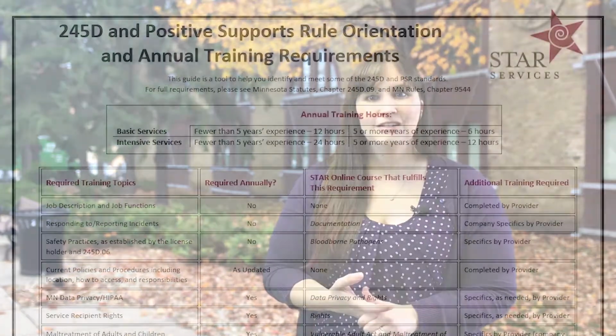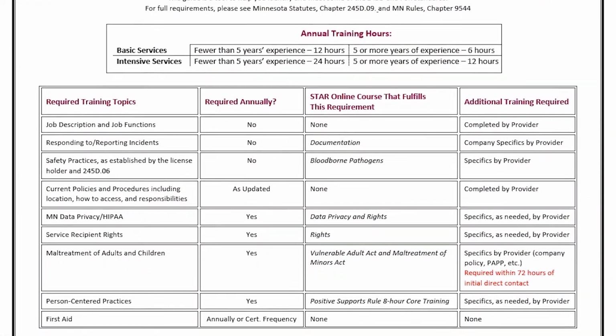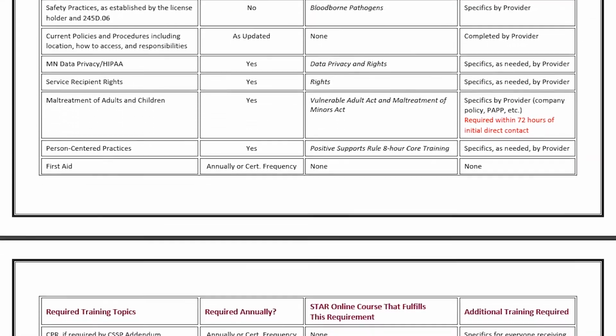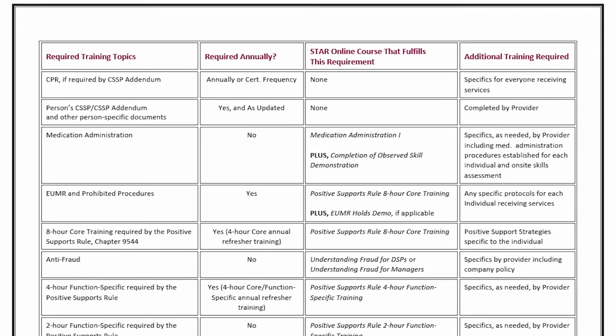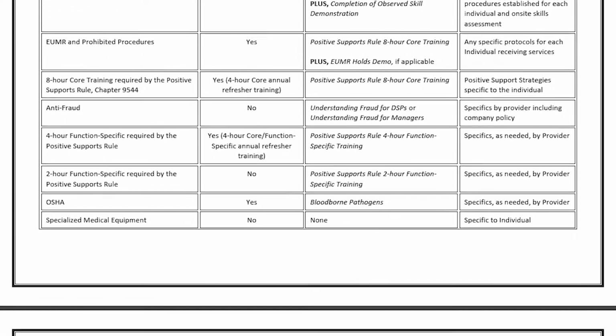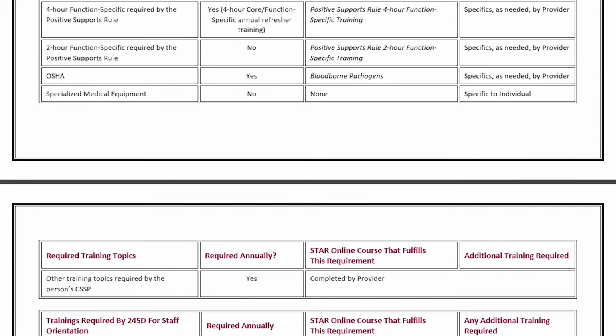Any of the other topics we talked about, you don't need to do annually. So you don't need to do the specific mental illness training every year, unless it's in the CSSP addendum. You don't need to go over incident reporting every year. You don't need to do medication administration every year. So you'll be able to see on the chart that we have provided what courses you need. There's a column that says required annually. Check that column. If it says yes, then you need to do it every year. If it says no, then you don't need to do it every year. Pretty simple.